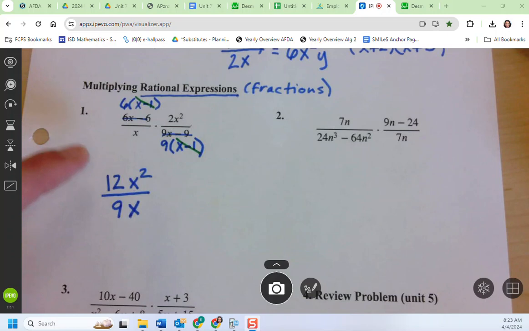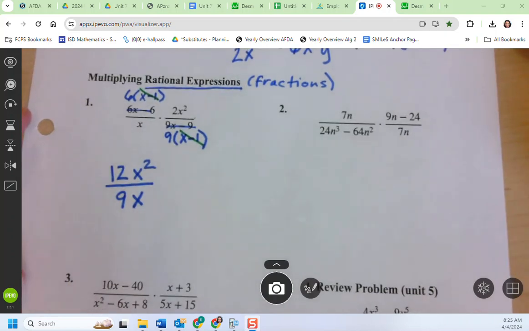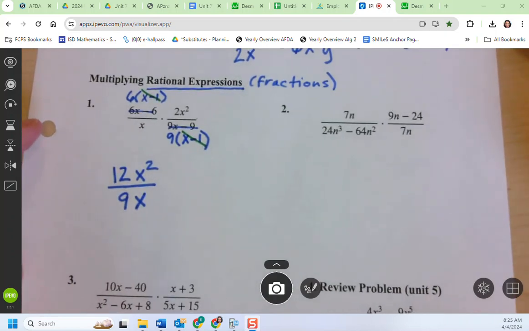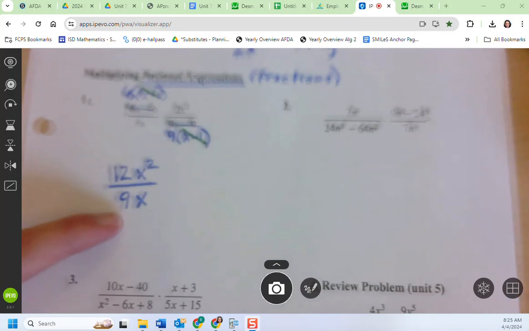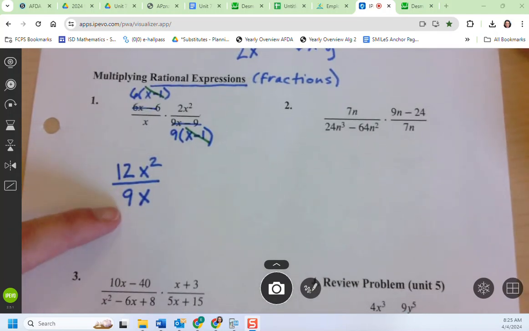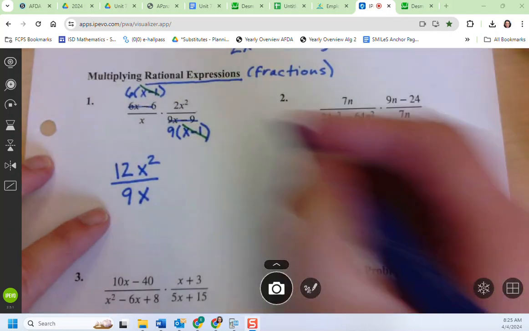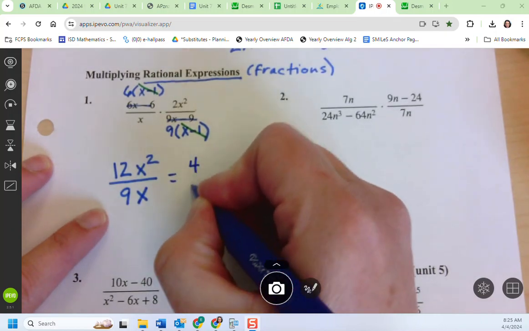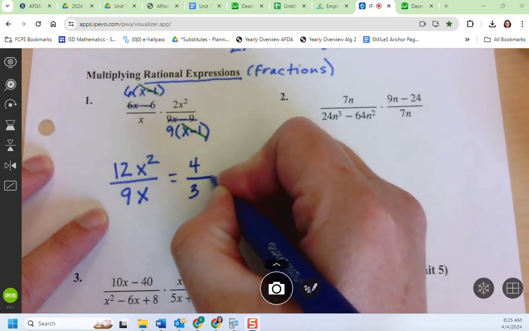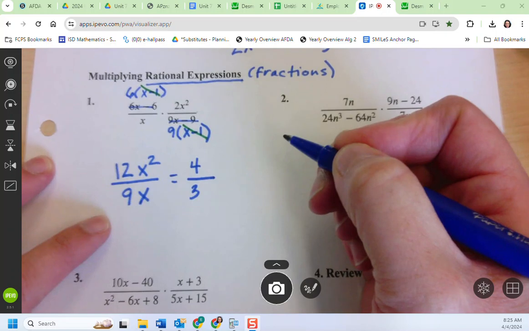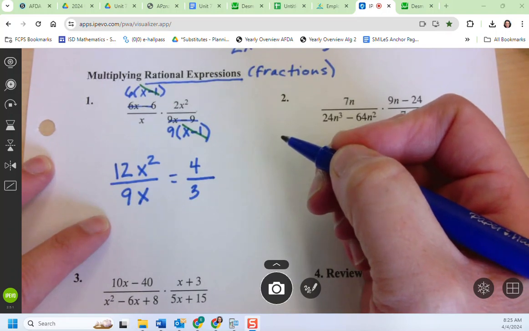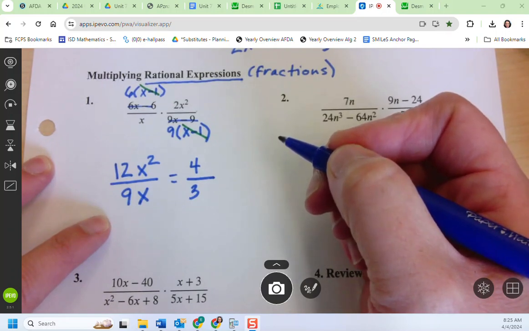I want you to take a moment and see if you can simplify that fraction. All right, Sydney, 12 over 9 becomes what? Anybody else get 4 over 3? Good, because we divide them both by what number? By 3, good. So we have 4 over 3. And then x squared over x becomes? Sydney, you might as well finish. X, very good.